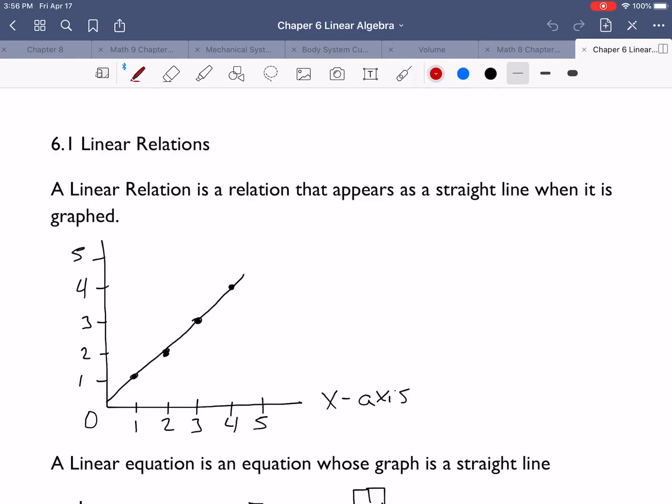All right, guys, welcome to a new unit now. We're in Chapter 6, Linear Algebra.